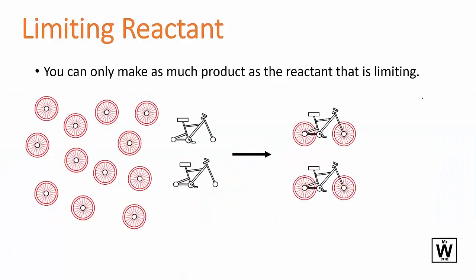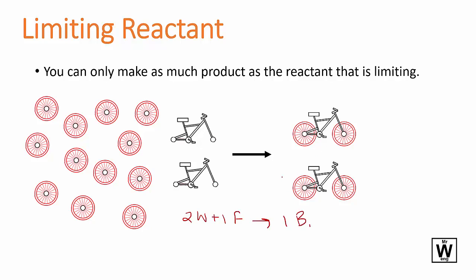So with limiting reactants, what you need to remember is the only thing that really matters is the thing that's going to run out. So you can see we have 2 frames here, but the maximum number of bikes we can make is only 2 because we don't have any more frames left, though we have lots of wheels. So if that was a ratio, it would be 2 wheels plus 1 frame equals 1 bike.